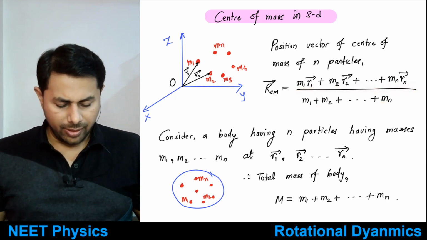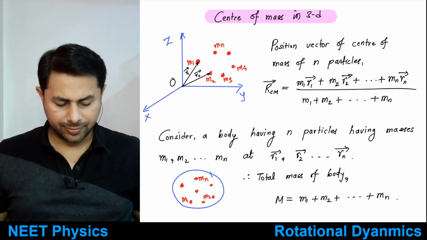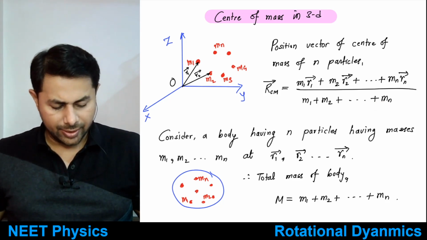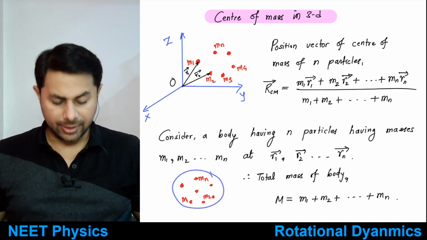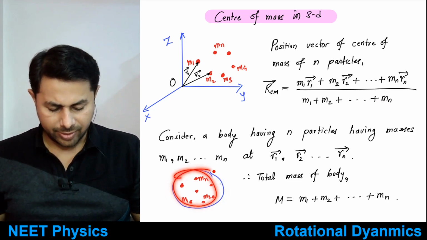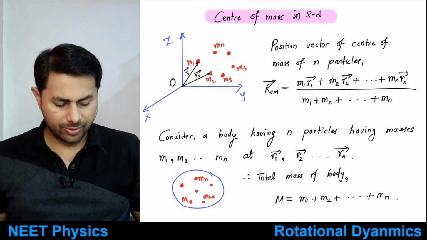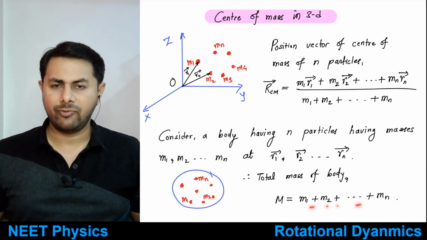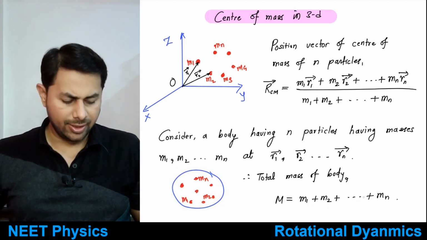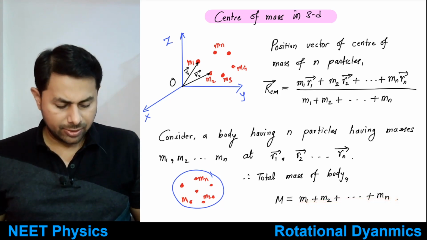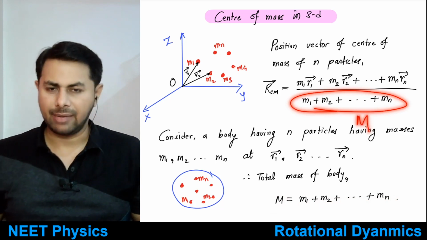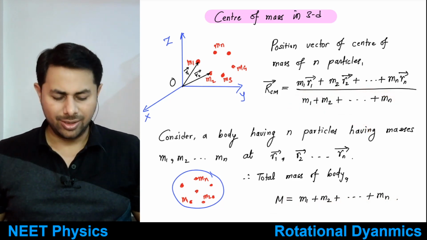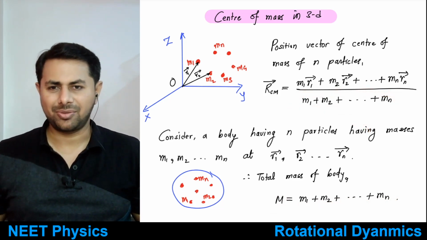Okay, suppose this is a body containing n number of particles. Then I can say that the total mass of this body is just the sum of the masses of these particles, m1 plus m2 plus m3 and so on up to mn. So the total mass is capital M. So I can write the denominator as capital M. Okay, so now we have defined the center of mass in this way.